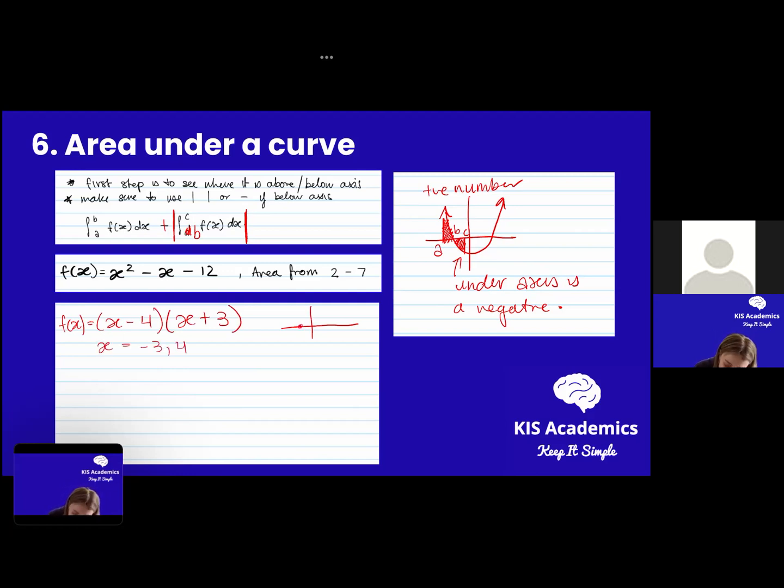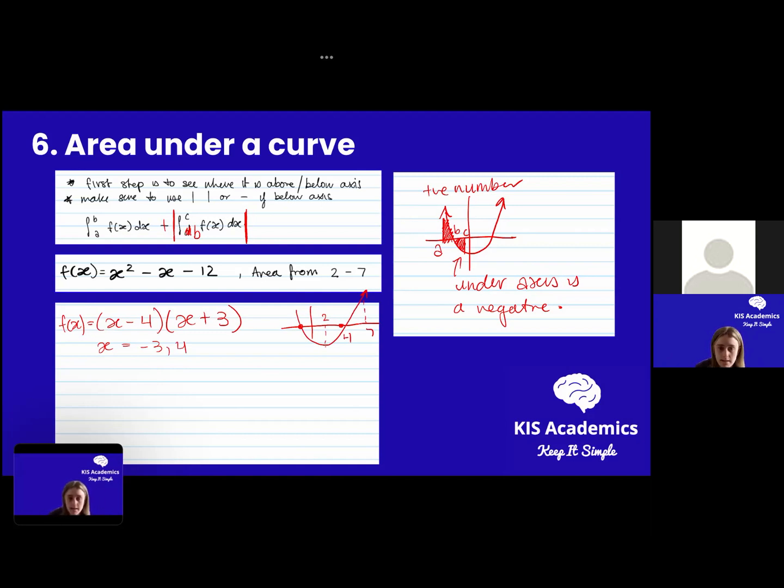So we've got negative 3, and then we've got positive 4 out there. This is not to scale. It doesn't need to be to scale in your exam either. It's just for you to literally be able to see what you're doing. So we're going to have a graph that looks something like that. Now we're going to have 2 here. This is 4. And then we're going to have 7 out there somewhere.